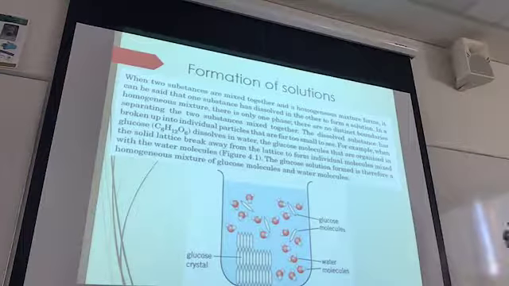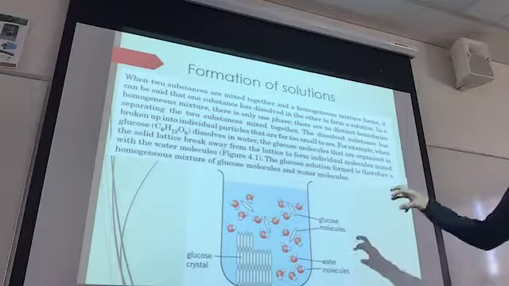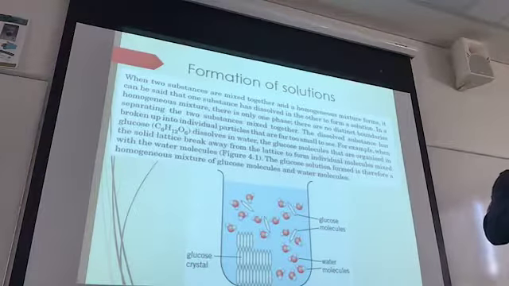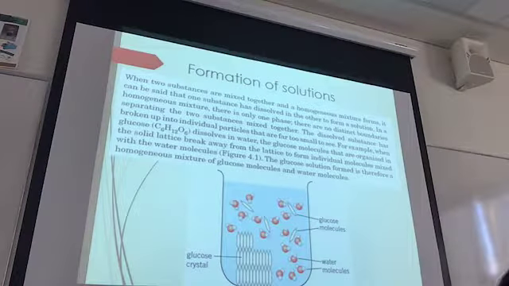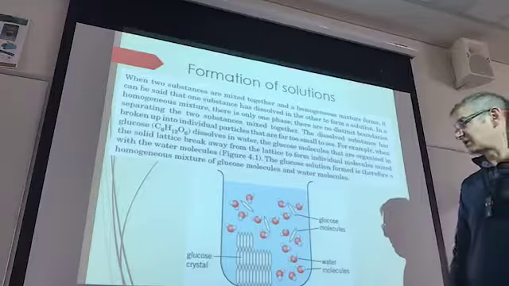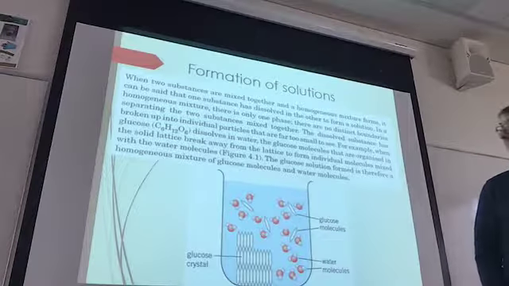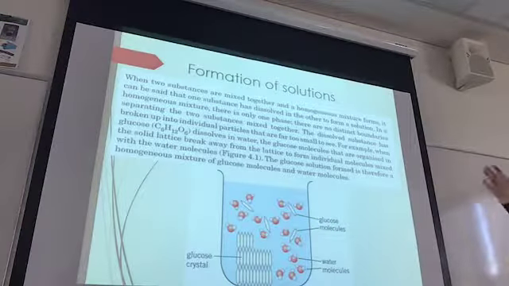The particles are obviously on the molecular scale, so they're too small to be seen. And that's why it's a homogeneous mixture, because you end up with pretty much the same material wherever you go. So it's not an inhomogeneous mixture, where sand and gravel mixed together would be an inhomogeneous mixture. In this case, the solution is a homogeneous mixture of glucose molecules and water molecules. So that's when we form a solution.